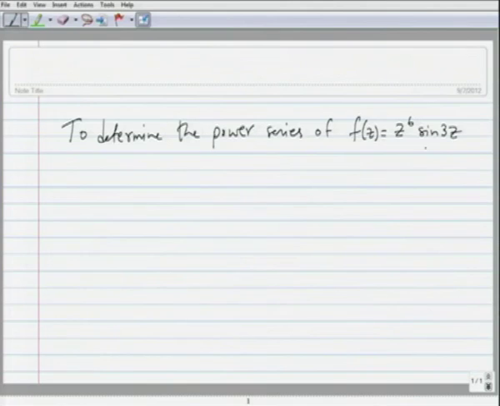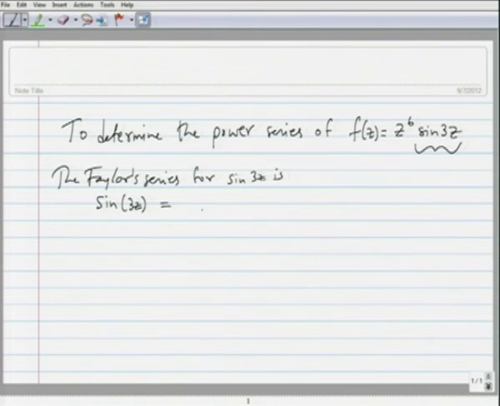So, instead what we will do is compute the Taylor series for sin 3 z, and then multiply by z power 6. That is easier than directly computing the Taylor series for f of z. We know that the Taylor series for sin 3 z is sin 3 z equals sigma n equals 0 through infinity of minus 1 power n, 3 z raised to 2 n plus 1, divided by 2 n plus 1 factorial.